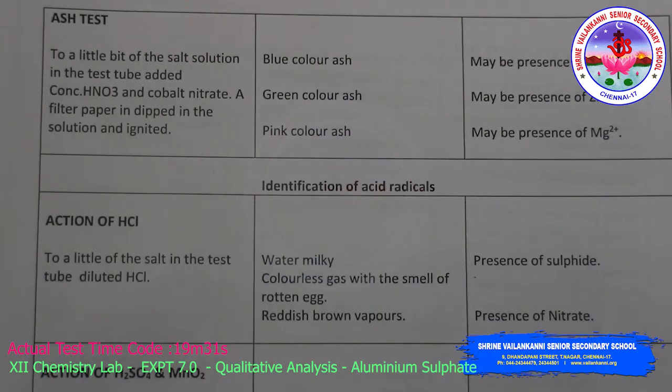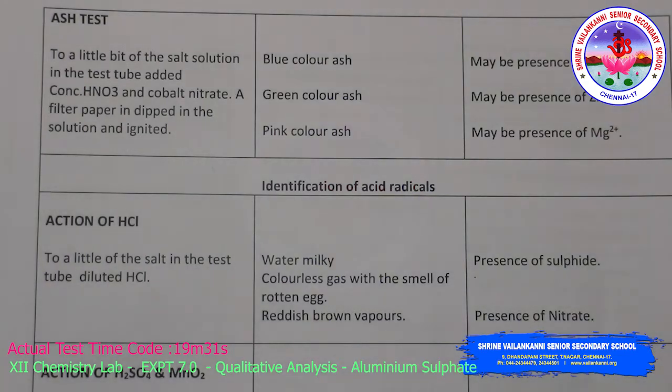Next, the ash test. A little amount of salt solution is taken, and concentrated nitric acid and cobalt nitrate solution are added. A filter paper is dipped in the solution and ignited. The observation: blue colored ash may be aluminum, green colored ash may be zinc, pink colored ash may be magnesium.